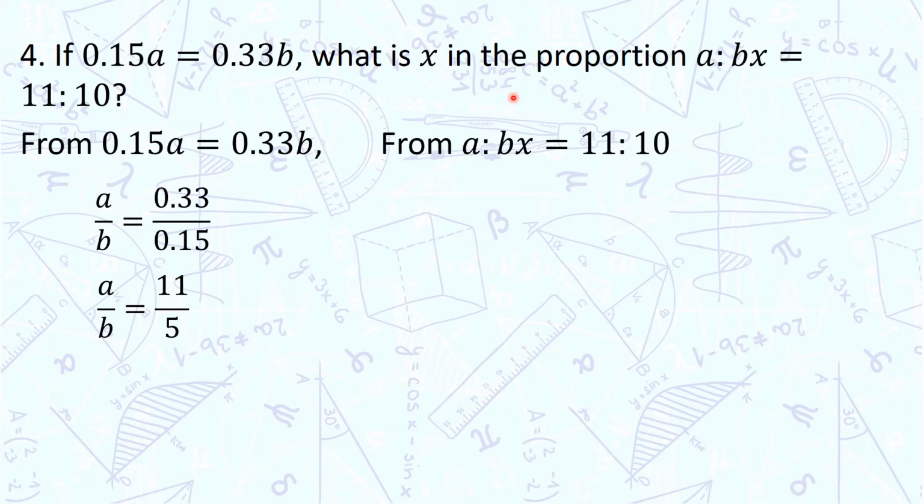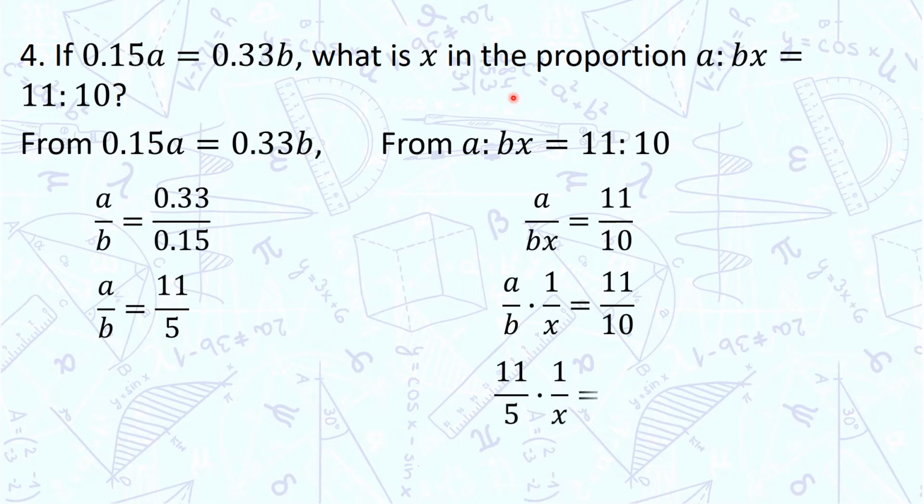Next, we go to the proportion. A to bx equals 11 to 10. This means that a over bx equals 11 over 10. And a over bx is equal to a over b times 1 over x. So we replace a over b by its equivalent, 11 over 5. That will be 11 over 5 times 1 over x equals 11 over 10. Then we have 1 over x is equal to 11 over 10 times 5 over 11.